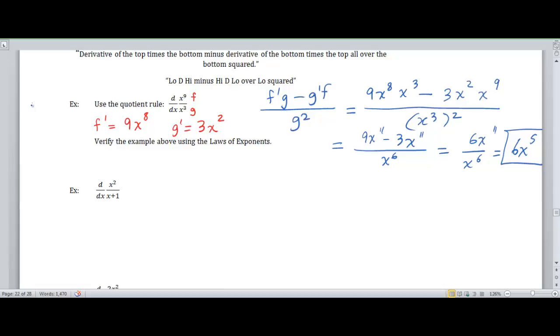x to the 9th, d over dx, x to the 9th over x cubed. That's d over dx. Because I haven't taken the derivative yet, I'm just writing it as x to the 6th. Right? I'm just changing it. Now I'm going to take the derivative, so I'm writing d over dx. That's 6x to the 5th. And that matches there.